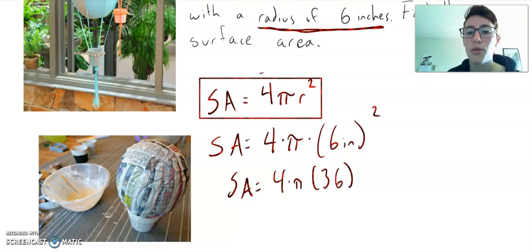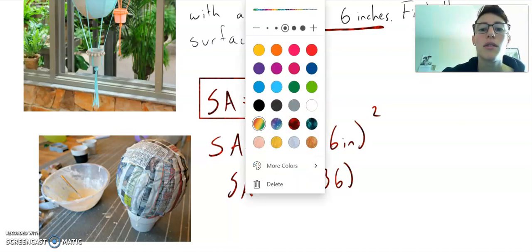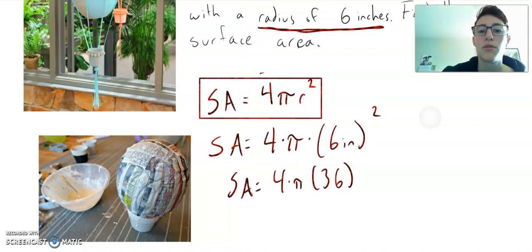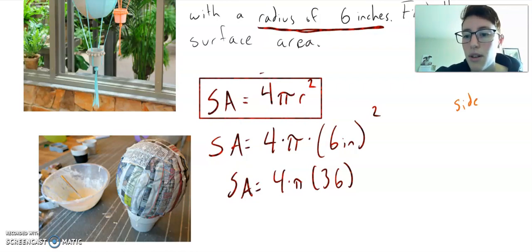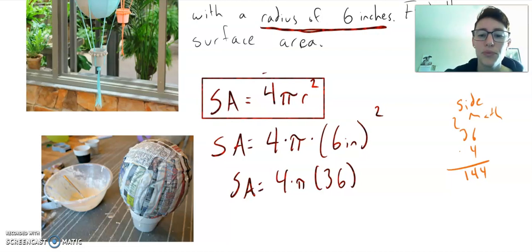We need some side math. Oh, let's use a different color for side math. Today's side math will be in orange. Let's find what this is. 36 times 4 is, 6 times 4 is 24. 4 times 3 is 12, plus another 2 is 14. I hope that's correct. Yeah, that looks good.